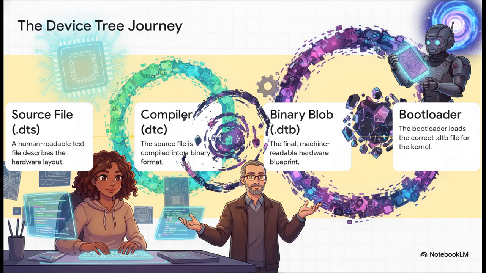And the process itself really shows you how different the thinking is here. First, a developer has to write out a text file describing all the hardware. Then that gets compiled into a binary file, this blob. When the device boots, the bootloader has to find that one specific blueprint and hand it over to the operating system kernel. If it can't find that exact file, the OS is basically flying blind.